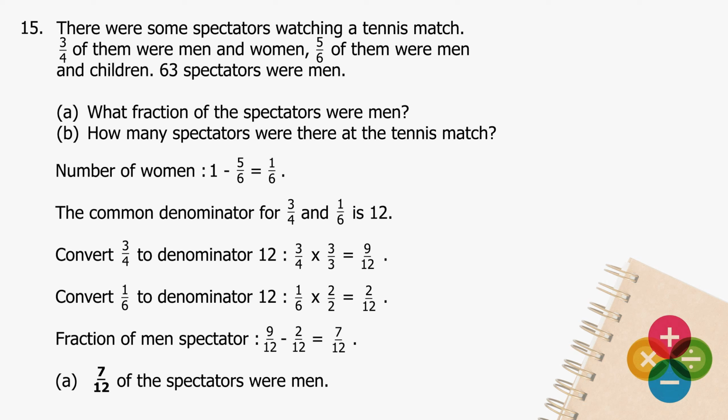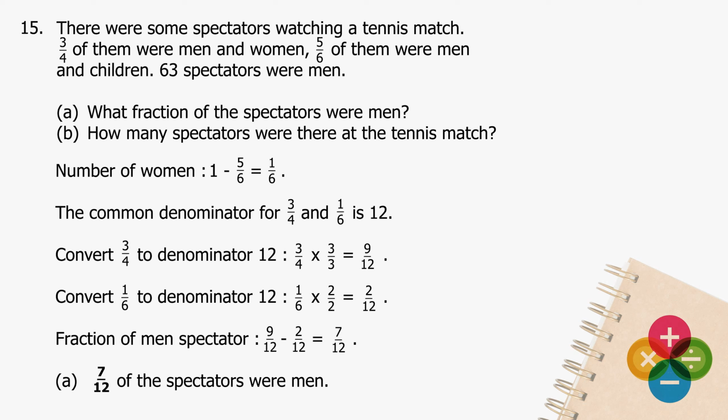The number of women will be subtract 5/6 from 1, and the difference is 1/6. The common denominator for 3/4 and 1/6 is 12. Convert 3/4 to denominator 12 will be multiply 3/4 by 3, and the product is 9/12. Convert 1/6 to denominator 12 will be multiply 1/6 by 2, and the product is 2/12. The fraction of men spectator will be subtract 2/12 from 9/12, and the difference is 7/12.